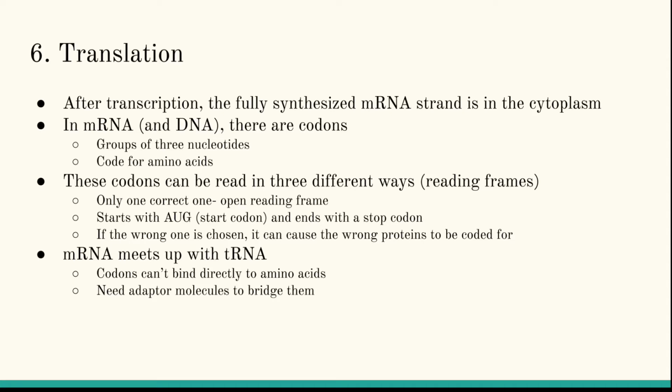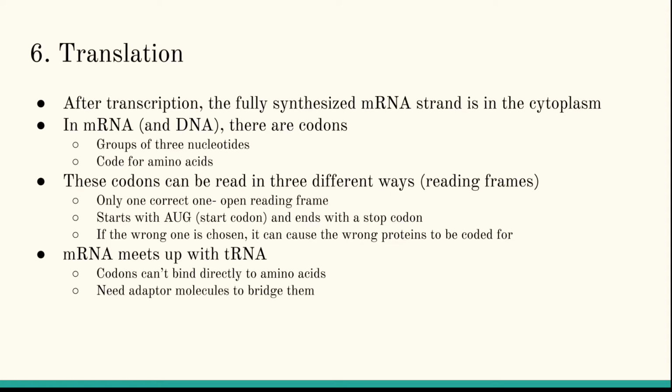So in mRNA, and also DNA, there are codons. These are groups of 3 nucleotides that code for amino acids. These codons can be read in 3 different ways, which are known as reading frames. However, there's only one correct one. This is known as the open reading frame. It starts with AUG, which is the start codon, and it ends with a stop codon that can appear in a few different ways. If the wrong frame is chosen, it can cause the wrong proteins to be coded for, which can often be detrimental.